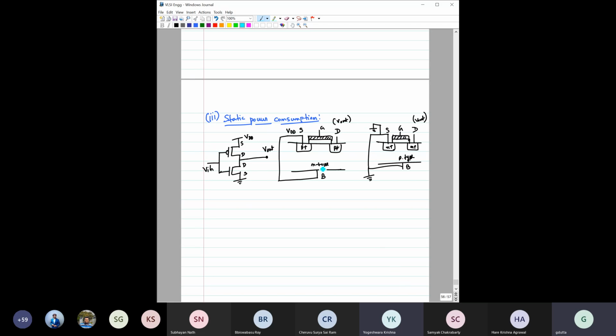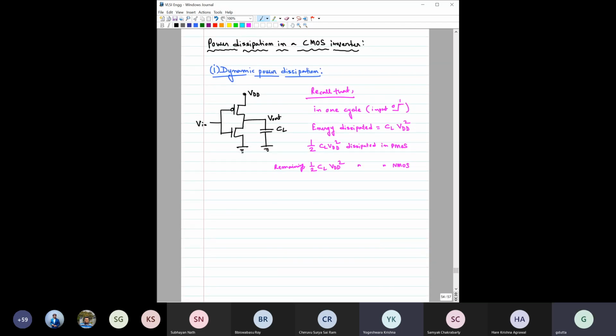Now, there are three components of the total power dissipation in a CMOS inverter. If you know how to calculate each, then what would be the total power dissipation? You just have to add these three. So let us focus on them one by one. What about the dynamic power dissipation? Let us discuss what we mean by it. Dynamic power dissipation is basically the power dissipation due to the charging and discharging of CL, the load capacitor.